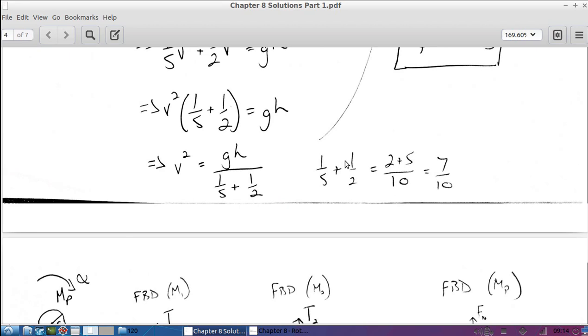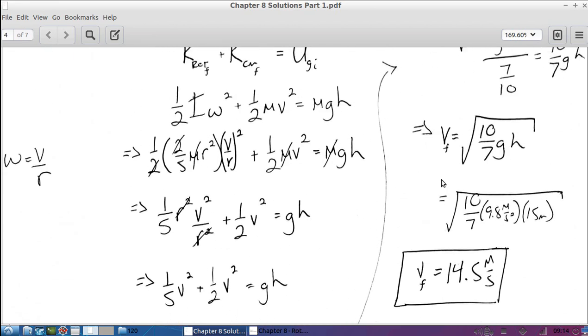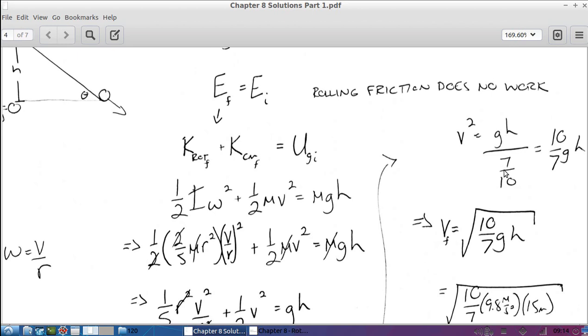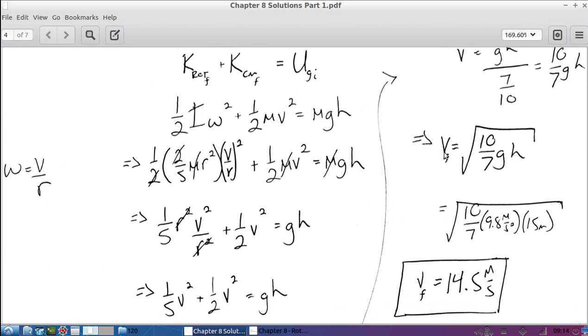I don't like trying to find common denominators. It always annoyed me, so somebody taught me this trick, and so I've just used that from now on. So I divide both sides by this, 1/5 plus 1/2, and I get 7/10 there. And dividing by 7/10 is the same as multiplying by 10/7. So now I've got a nice expression for v squared. Take the square root of both sides. V squared is root 10/7 gh.